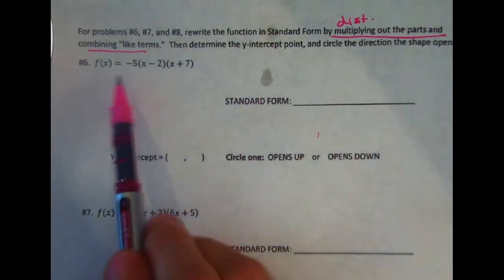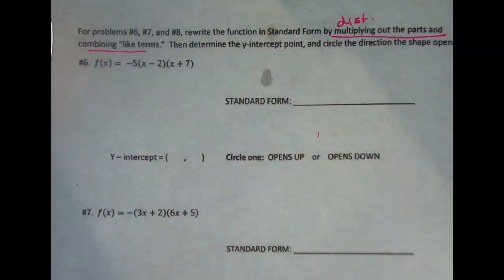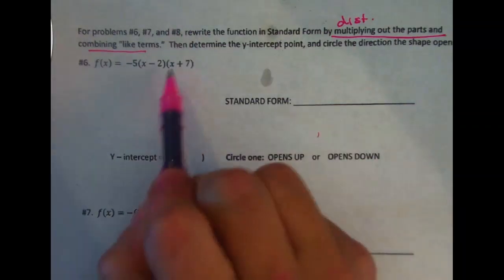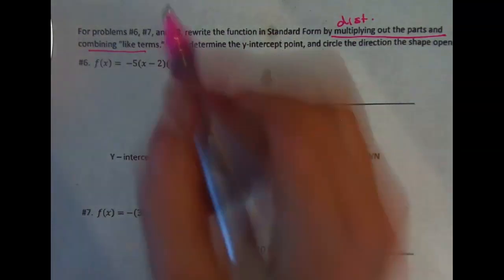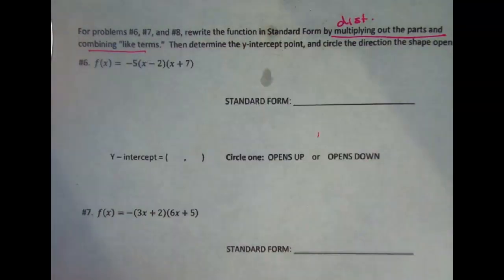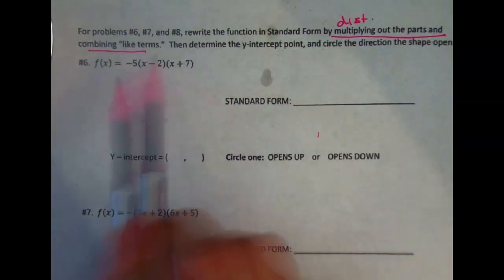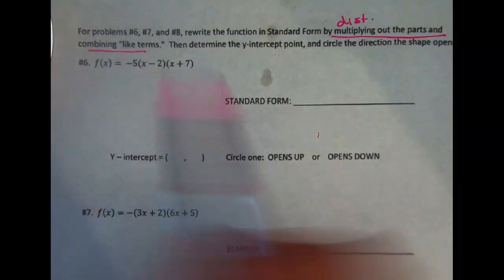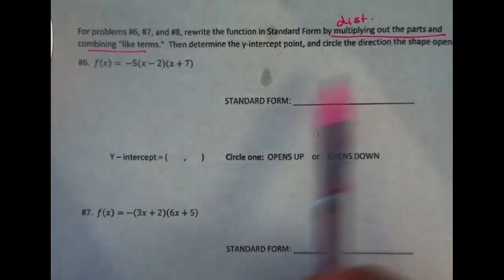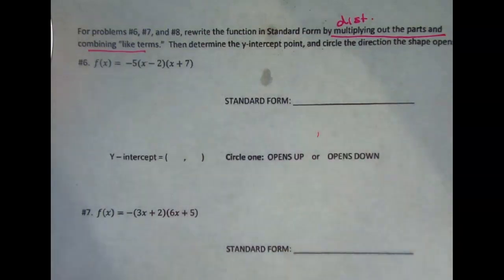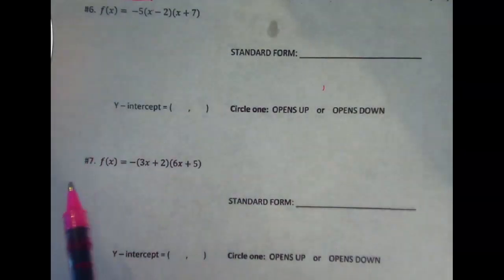Okay? So we have -5 times the quantity x minus 2. And then times the quantity x plus 7. So just remember, you have to first distribute the first part, and then you have to double distribute, or FOIL, however you look at it, and then combine like terms to get your standard form. So that will be the case for problems 6, 7, and 8.